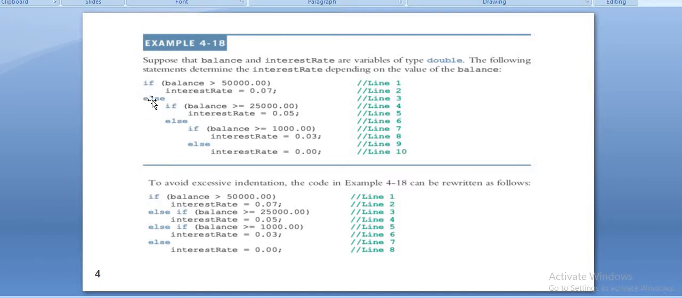If I remove these else keywords, and only if keywords are written here, then what will be the answer? Just try to understand, just try to find out the output at this stage without compilation or running this program.